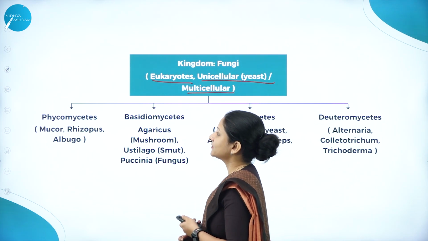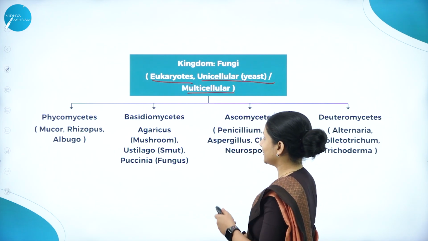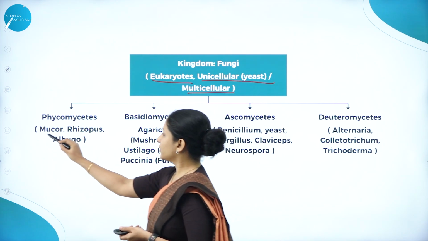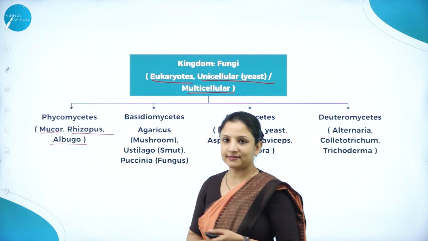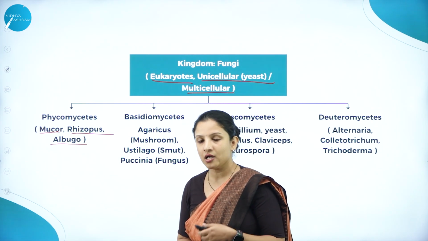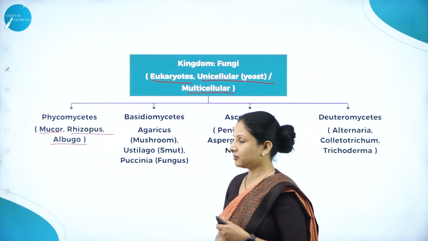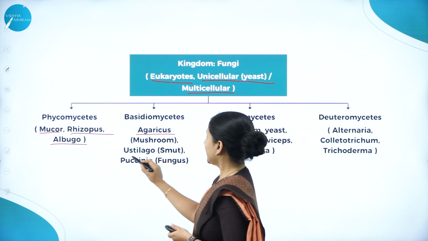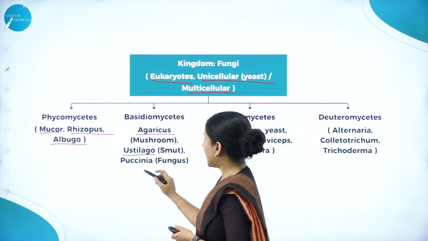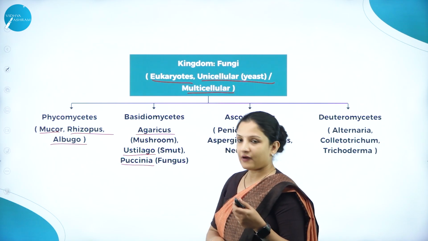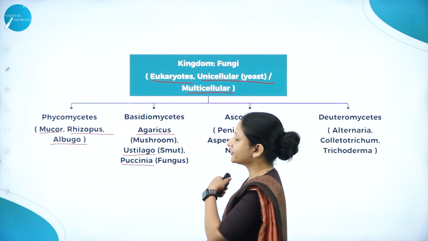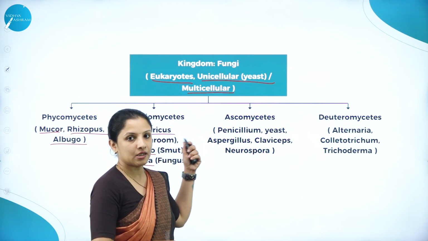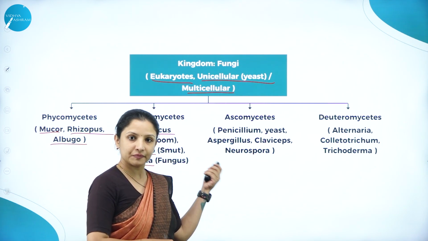Next, fungi are divided into Phycomycetes, Basidiomycetes, Ascomycetes, and Deuteromycetes. Under Phycomycetes, Mucor, Rhizopus, and Albugo are the examples. Phycomycetes are those fungi which are capable of infecting plants. Next, Basidiomycetes: Agaricus, the edible mushroom; Ustilago, the smut fungi; and Puccinia, which is also a fungus. These cause diseases on plants as well. Basidiomycetes produce basidiocarps, and basidiospores are produced in those basidiocarps.